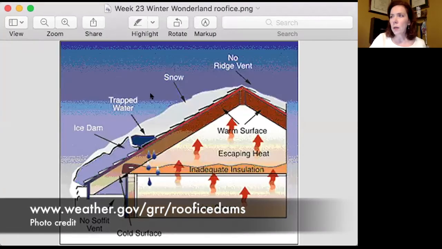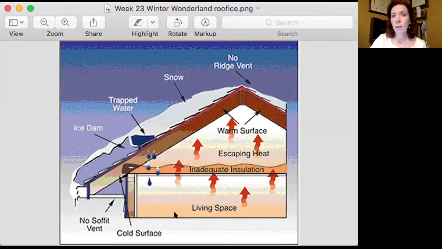I'm going to try to share my screen real quick. And as you can see here, this is a nice little picture from the weather service, and thank you. I'm totally using this without permission, so I'm trying to give them credit where credit is due. This is a good example of how an ice dam is created.